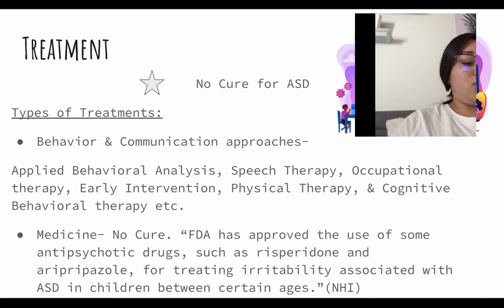Medicine. There is no cure. There's no medicational cure for ASD, but the NIH, National Institutes of Health, says that the FDA has approved the use of some antipsychotic drugs, such as risperidone and aripiprazole, for treating irritability associated with ASD in children between certain ages.